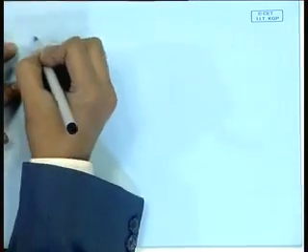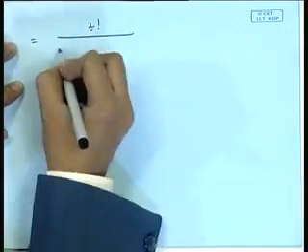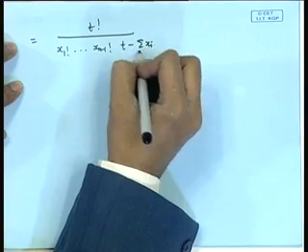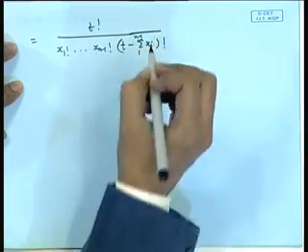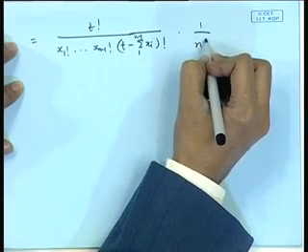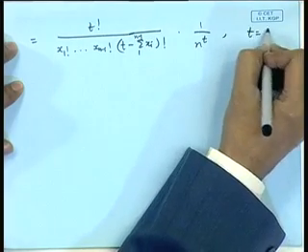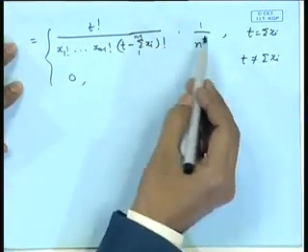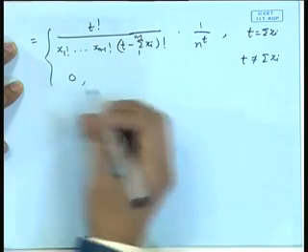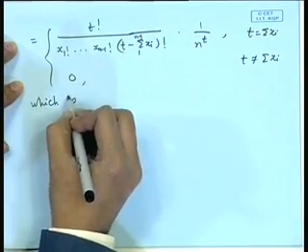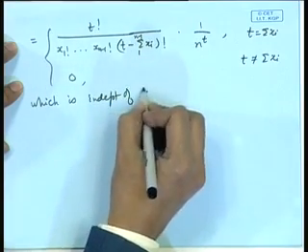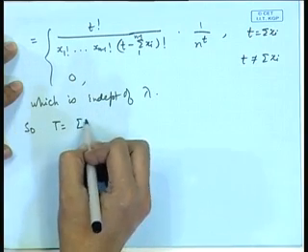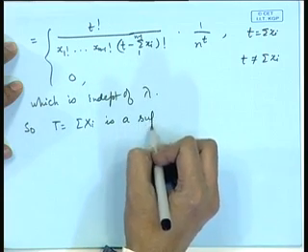So, we are left with t factorial divided by x1 factorial and so on xn-1 factorial, t minus sigma xi, 1 to n-1, factorial, and 1 by n to the power t, when t is equal to sigma xi, and it is equal to 0 if t is not equal to sigma xi. Now, you can see here this term does not depend upon lambda. This is independent of lambda. So, we conclude that T, that is sigma xi, is a sufficient statistic.